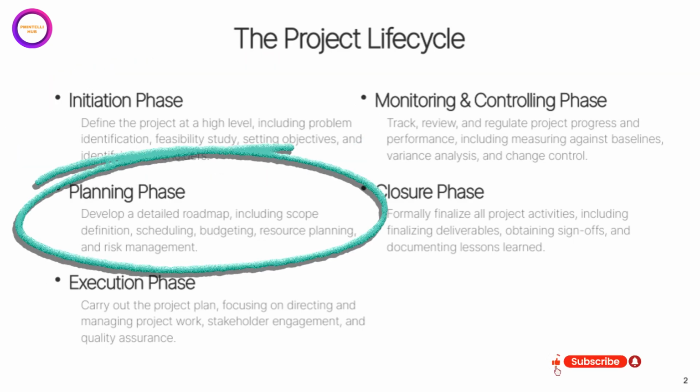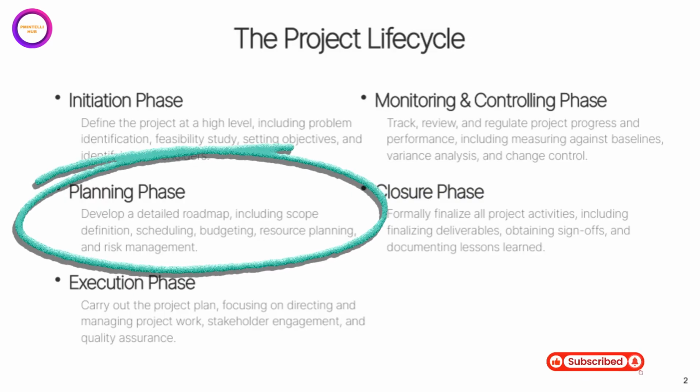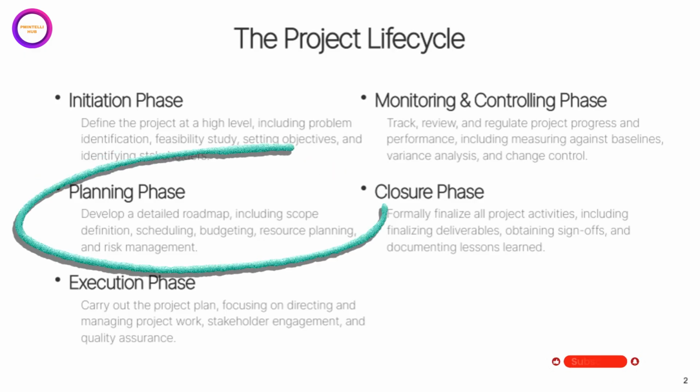Next comes the planning phase. Here, we develop a detailed roadmap. This involves defining the scope, that is, what exactly will be included and excluded, creating schedules, estimating budgets, planning resources, and assessing potential risks. This phase is crucial because it sets the stage for how smoothly the project will run.